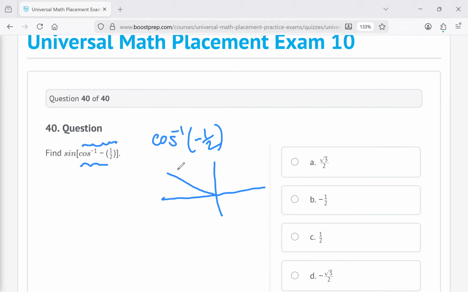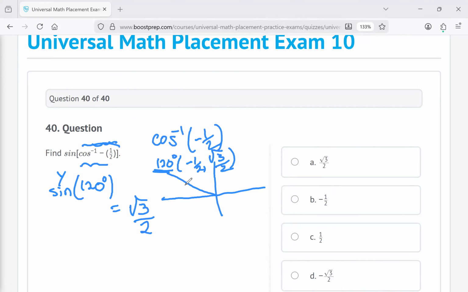Yeah, it's 120 degrees because it has an x coordinate of -1/2 and a y coordinate of radical 3 over 2, right? So you can replace this whole thing with 120 degrees, and then you have sine of 120. So what is the sine of 120? So here's 120, an angle within the unit circle. The sine is the y coordinate, so that is going to be radical 3 over 2.